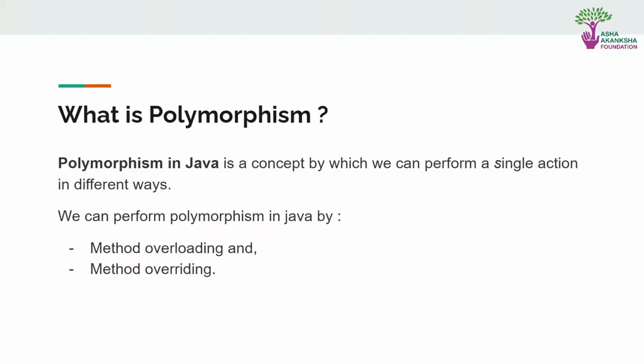So first of all, what is polymorphism? Polymorphism is a way in which we can perform a single action in different ways. You're basically using the same action, but the same action is performed in multiple ways. We can achieve polymorphism in Java in the following two ways, which are method overloading and method overriding. We'll go in depth about what these two are.